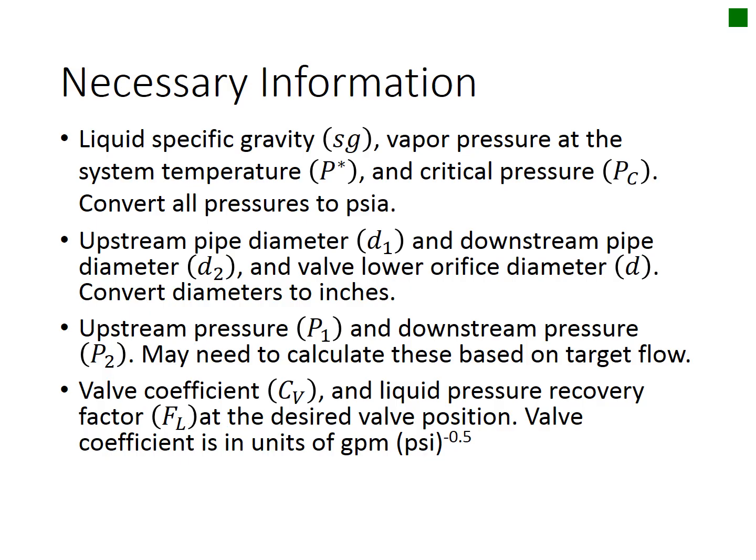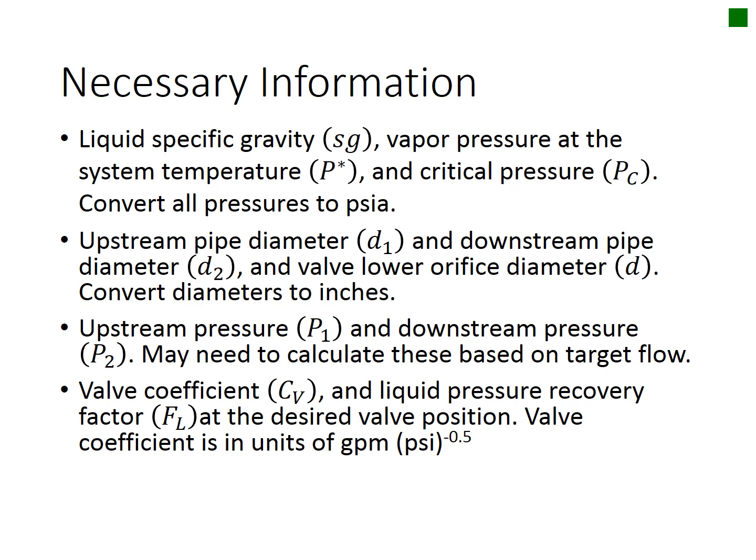So to do this, we first need some necessary information about our process. One of the key things that we're going to need is the specific gravity of the fluid at the temperature at which the fluid's flowing into our valve. We also need to know the vapor pressure at that temperature, which we call P star, and also the critical pressure of that liquid. And for the equations we're going to use, all these pressures must be converted to pounds per square inch absolute.